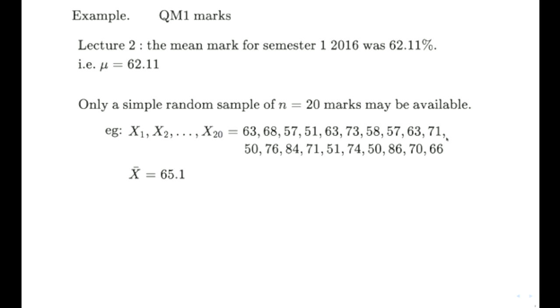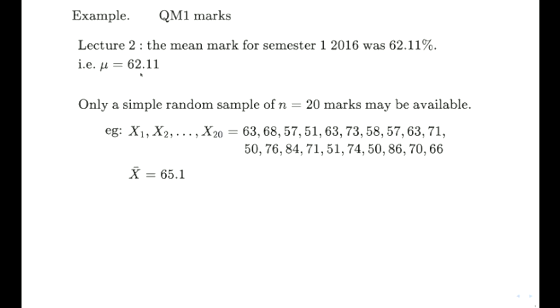So that's the real thing. Those are some real marks that were randomly sampled using a simple random sample from the population in semester 1, 2016. And we're going to get you to illustrate more of this next week. Anyway, so there's a sample, and here's the mean of those numbers, 65.1. So computationally, this is easy, right? You just work out that mean. The question is this. Is this 65.1 to be considered a good estimate of the underlying population mean?